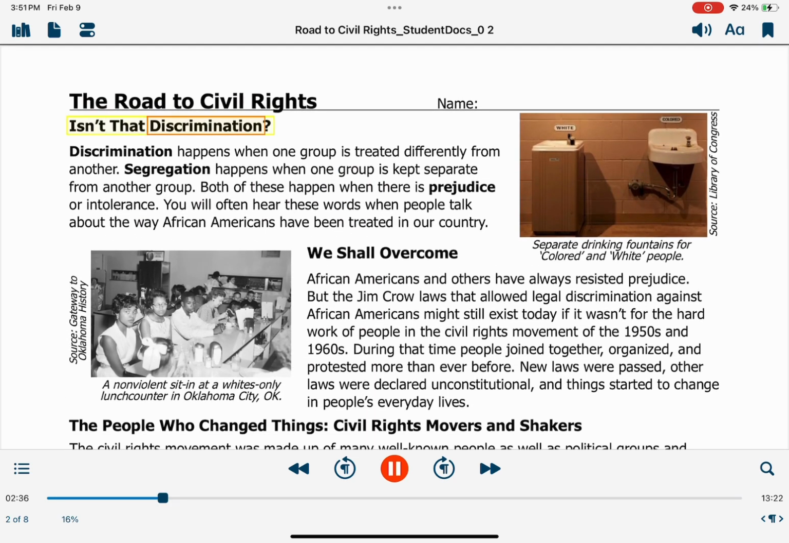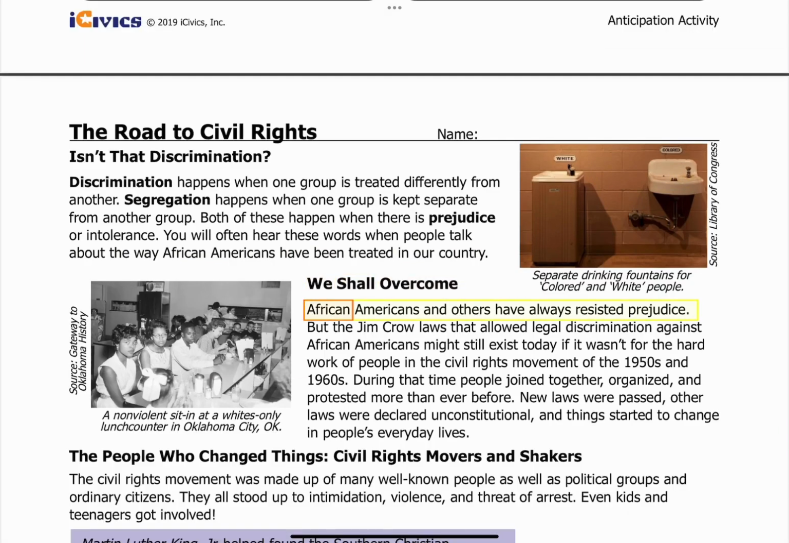Isn't that discrimination? Discrimination happens when one group is treated differently from another. Segregation happens when one group is kept separate from another group. Both of these happen when there is prejudice or intolerance. You will often hear these words when people talk about the way African Americans have been treated in our country. We shall overcome. African Americans and others have always resisted prejudice.